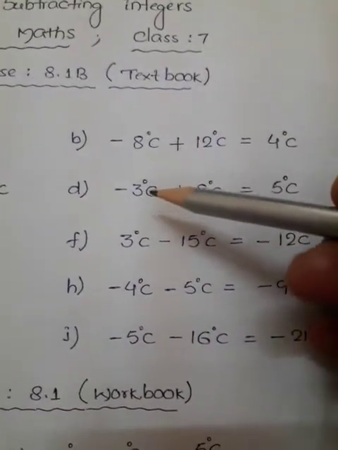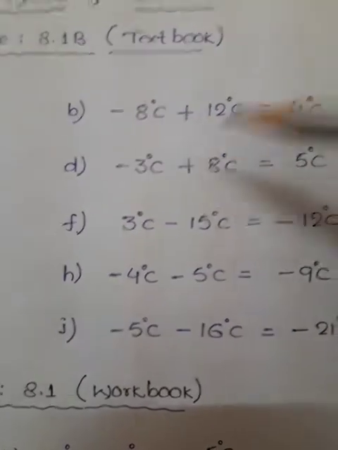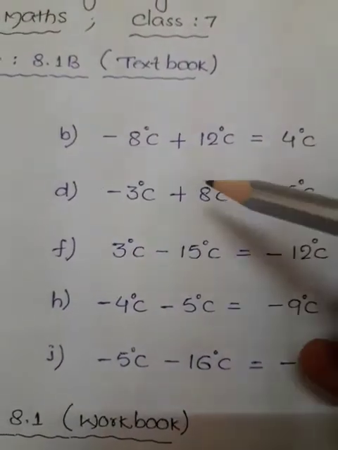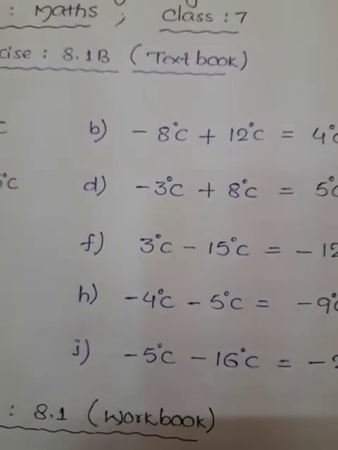Now number D. The temperature is minus 3 degrees Celsius. It rises by 8 degrees. Rises means again positive. So again different symbols, subtract. But after the subtraction, 8 is the big number. So before 8 is positive. So no need to write the positive symbol.